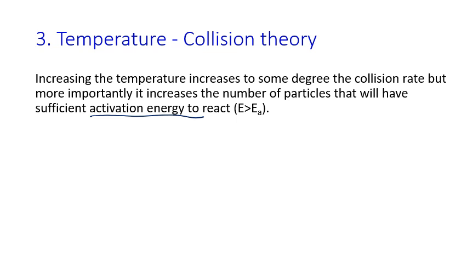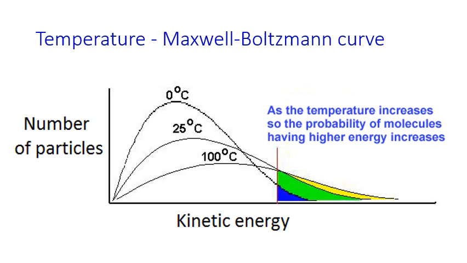However, if you increase the temperature, you increase the kinetic energy. That means they now have sufficient energy in the form of activation energy to collide and form products. So temperature is where we bring in the concept of the Maxwell-Boltzmann curve. Okay, so this is the Maxwell-Boltzmann curve.